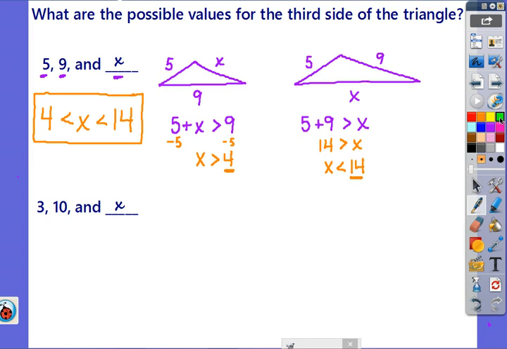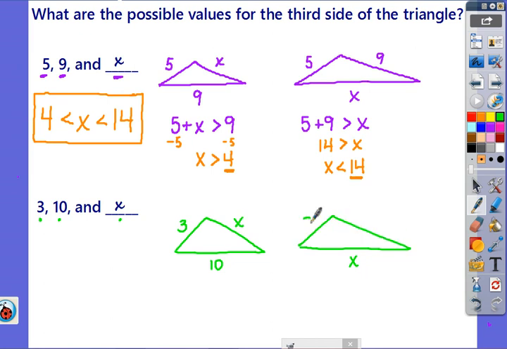One more time. Now, there is a shortcut for this. I never remember shortcuts, and so I like to reason through it every time. I like to think, okay, what's my big one? Well, could be 10, unless x is huge. If 10's the base, then I'm talking a 3 and an x. If x is the base, then I'm using my 3 and my 10 on top.